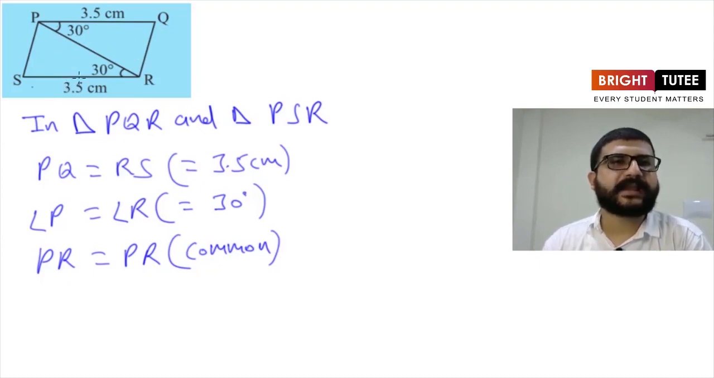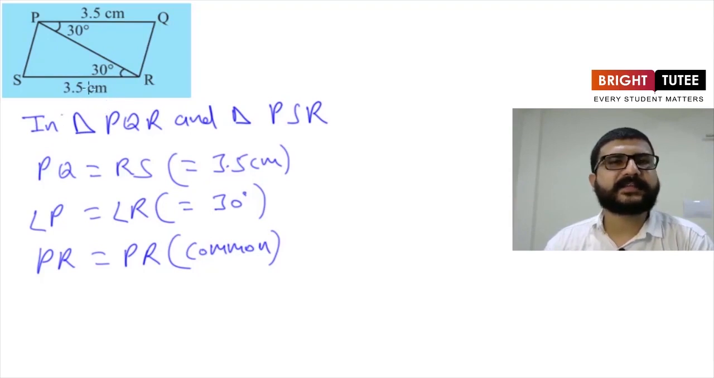Now let's check for triangle PSR. The sides we are considering are SR and PR. So here also the angle we have taken is the included angle. So SAS can be applied here. So by SAS we can say that these two triangles are congruent.